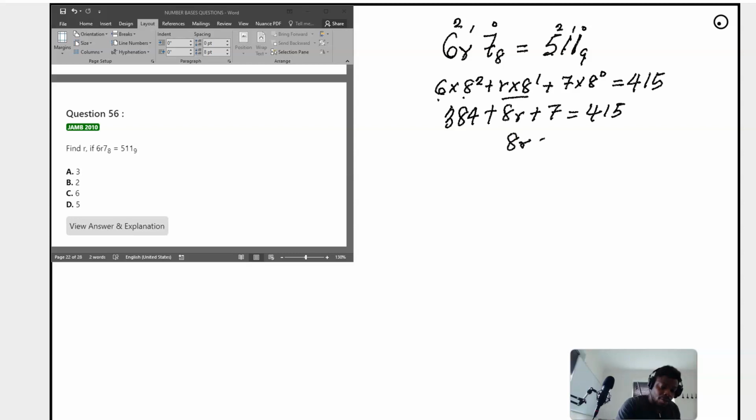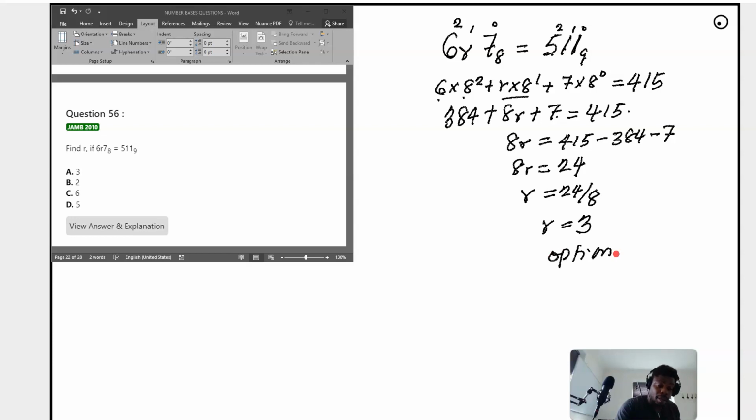Let's take all the values that do not have R to the other side. So 8R is equal to 415 minus 384 minus 7. I'm using my calculator here. So this is equal to 24. I'm looking for R, so I'll divide through by 8. So R is equal to 3. And that is option A.